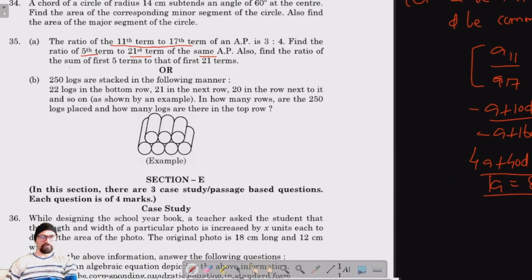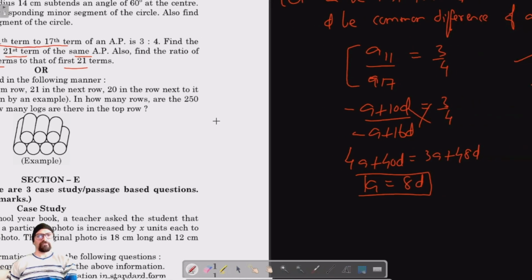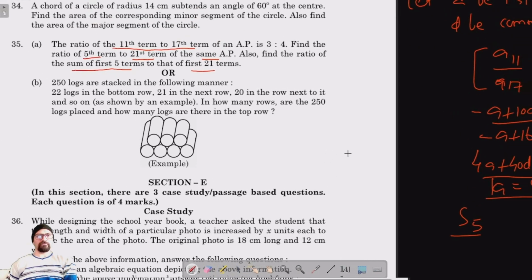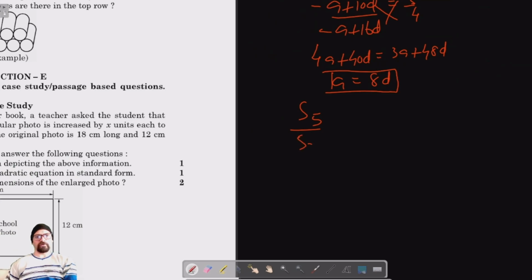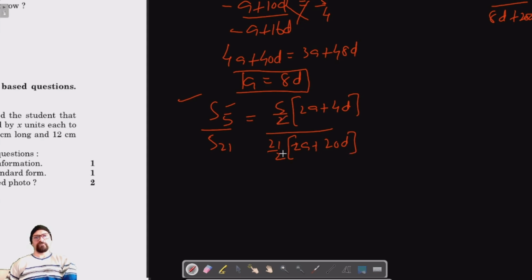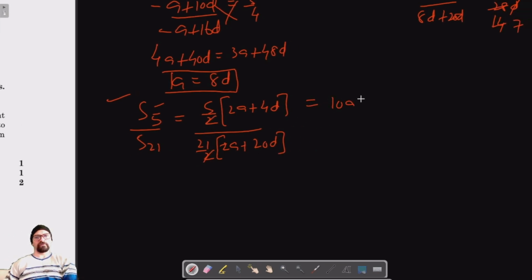Now we have to find the ratio of the sum of the first five terms to the sum of the first 21 terms. Let's use the formula for the sum of n terms: for n equal to 5, it is 5 by 2 into 2a plus 4d, and for 21 it is 21 by 2 into 2a plus 20d. 2 and 2 get cancelled.